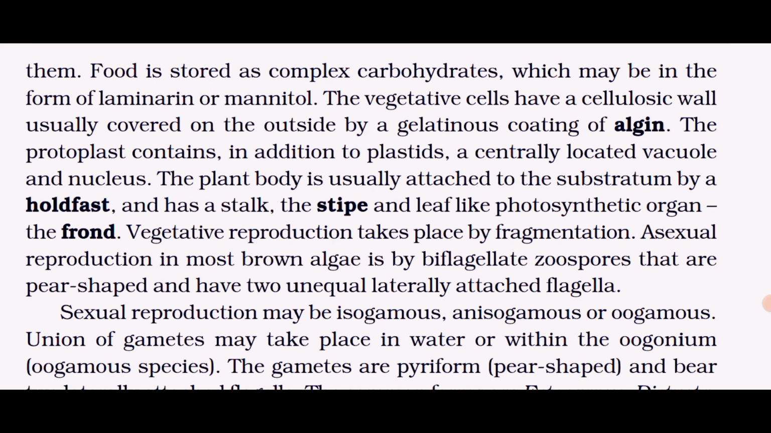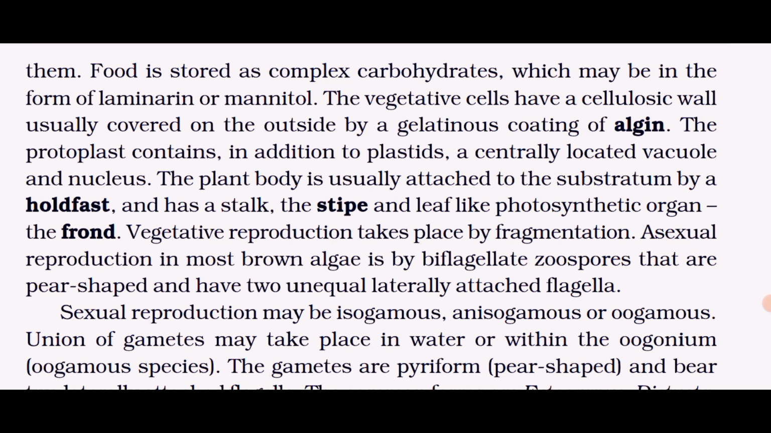The vegetative cells have a cellulosic wall, usually covered on the outside by a gelatinous coating of algin. The protoplast contains, in addition to plastids, a centrally located vacuole and nucleus. The plant body is usually attached to the substratum by a holdfast and has a stalk, the stipe, and the leaf-like photosynthetic organ, the frond. Vegetative reproduction takes place by fragmentation.